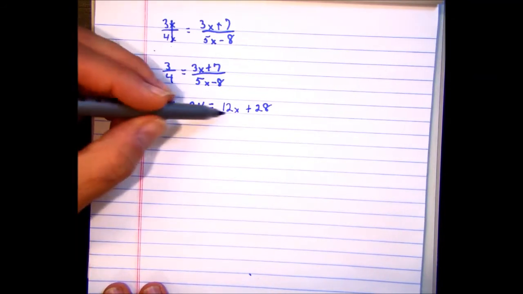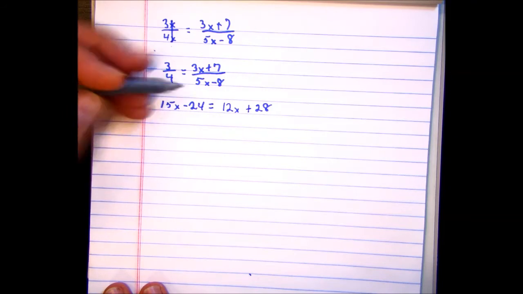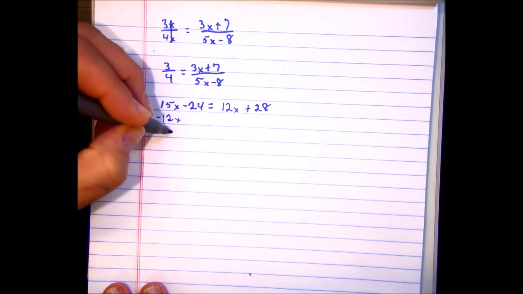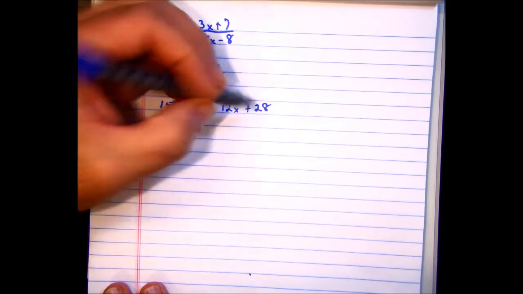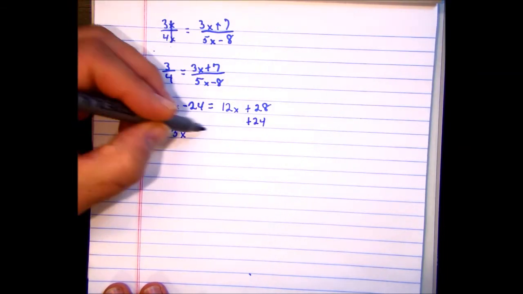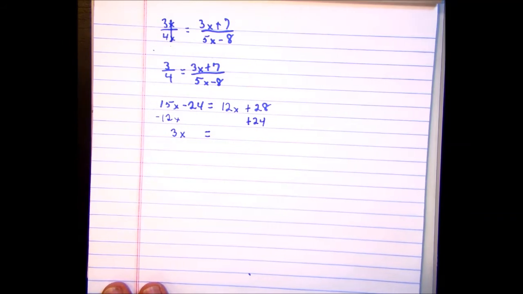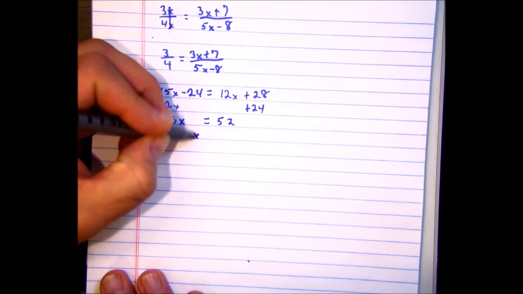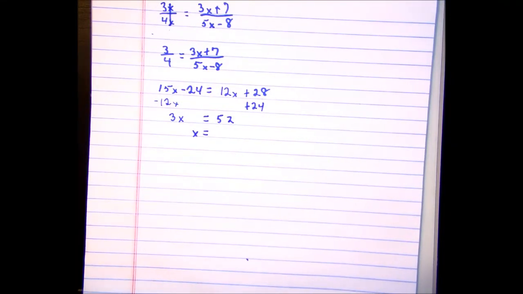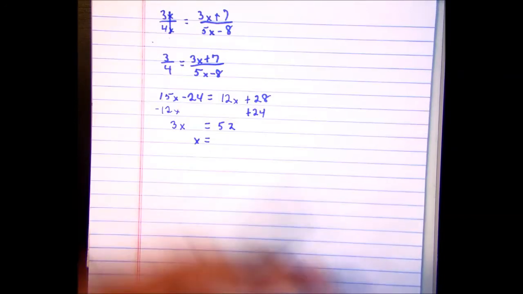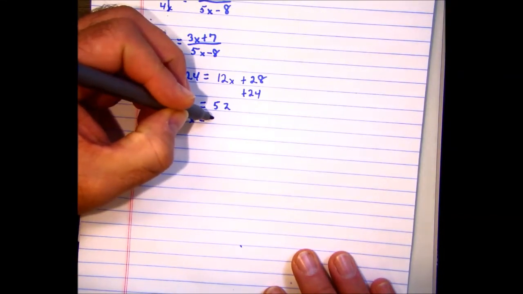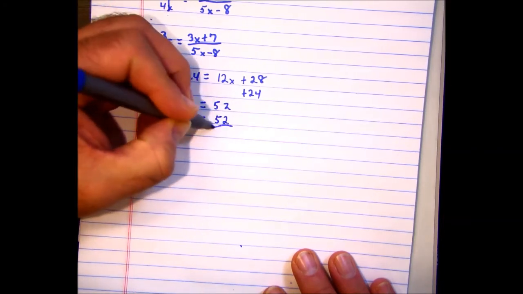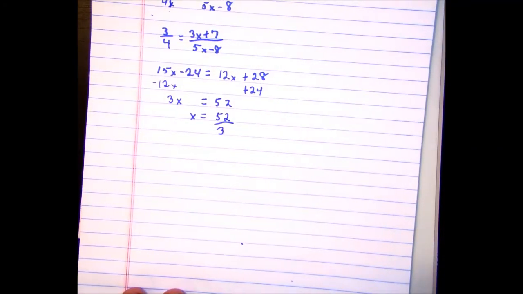Now I do my algebra. So I take 12x and bring it over here, and it becomes negative 12x, which gives me 3x. Take negative 24, and it becomes positive 24. So I get 3x equals, correct, 52. Divide both sides by 3. I get... does it go in evenly? No, it does not. Okay, so you just leave it 52 over 3.